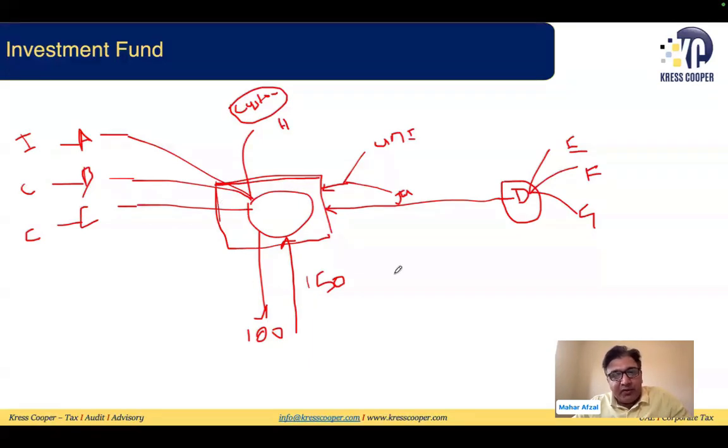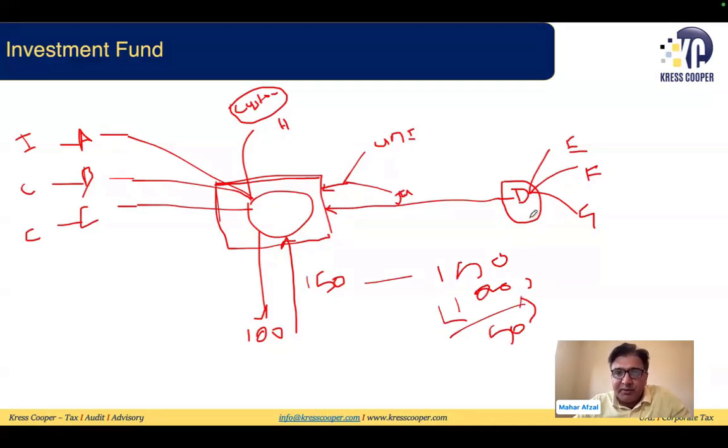So 150 is the net return, assuming there is a gross return, and 100 is the cost. Remaining is the 50. Out of the 50, whatever the level of investment they have made, ABC will get some portion of the funds before distribution.